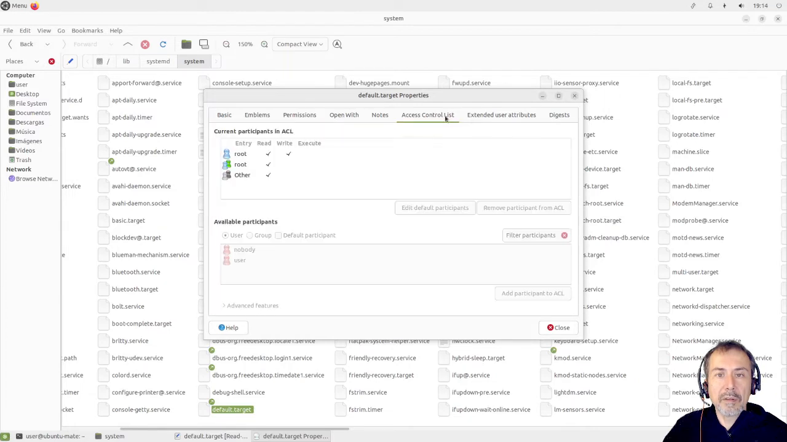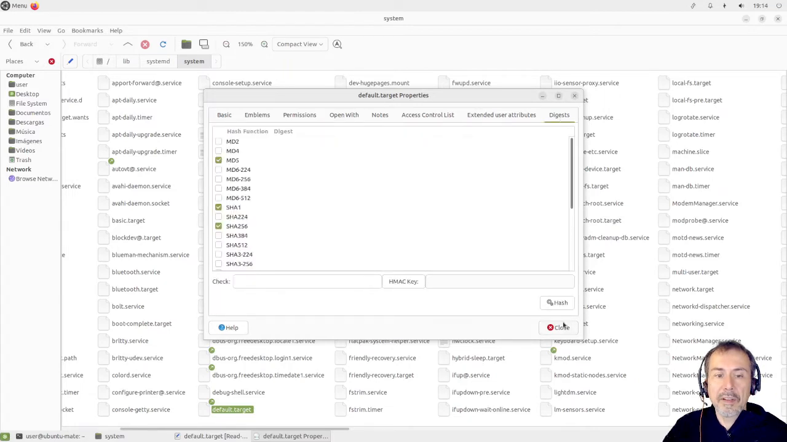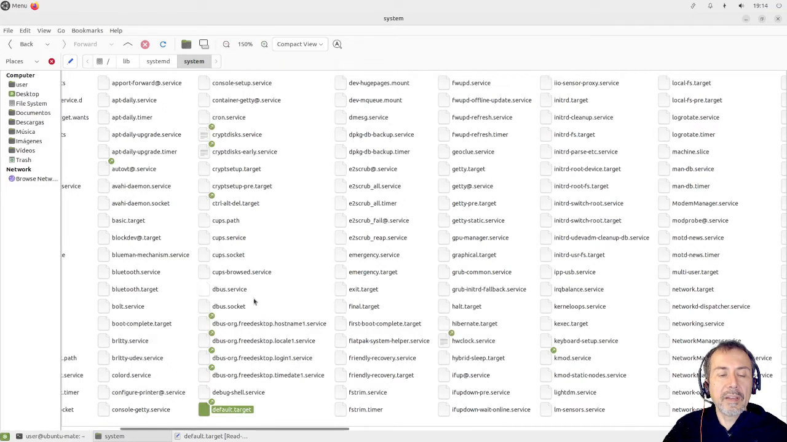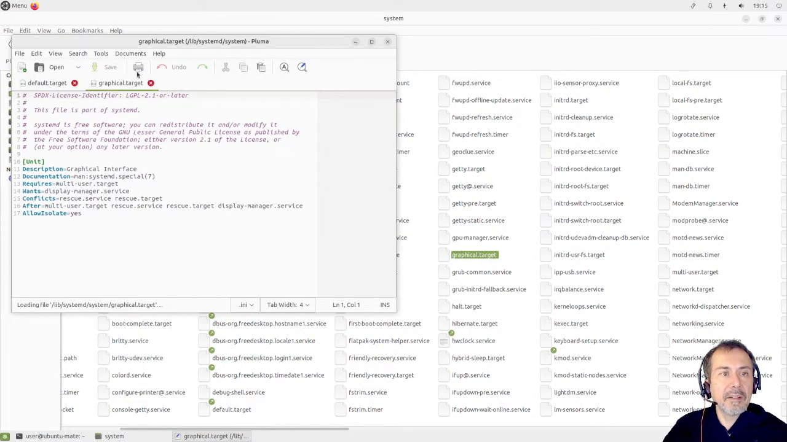Permissions, open with. Yes, I don't know how to see it from here, but it points in our case to graphical system, graphical target, sorry. And if we open graphical target, okay, it's the same file. We are editing the same file. If we want to start our system by default in multi-user target, we will link the default target to multi-user target. But at the end, it's only a file.